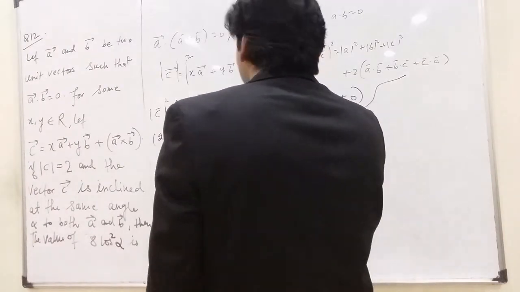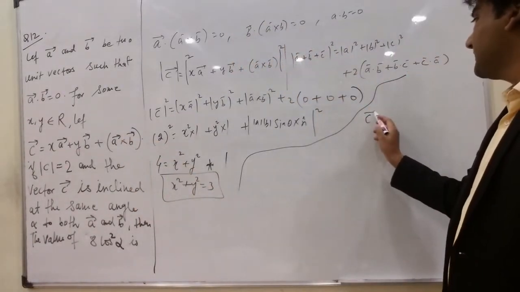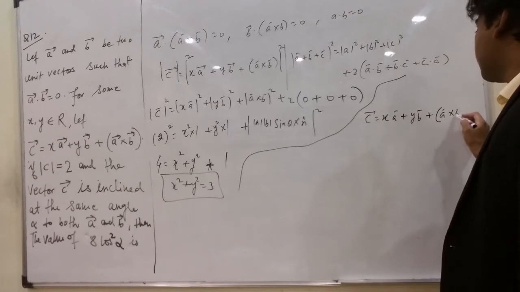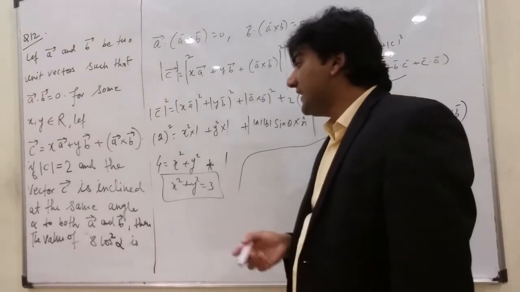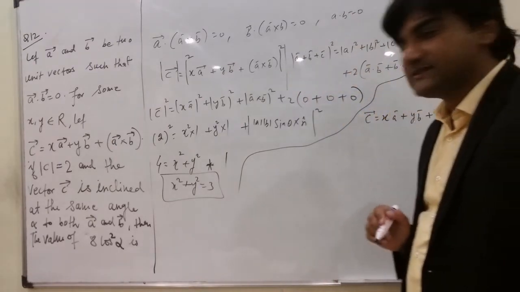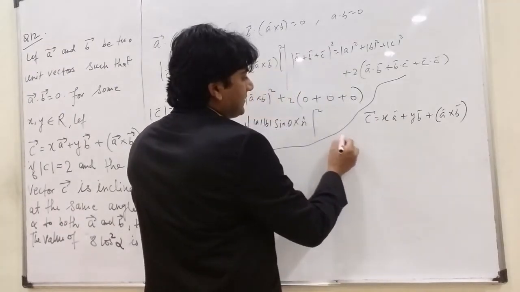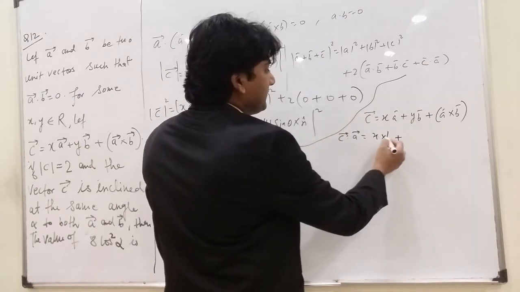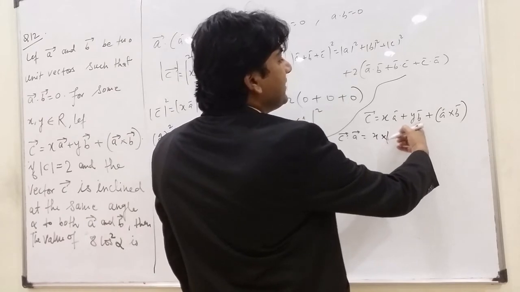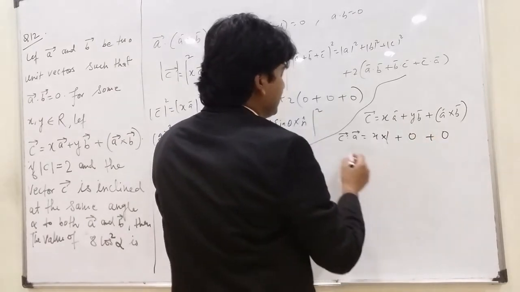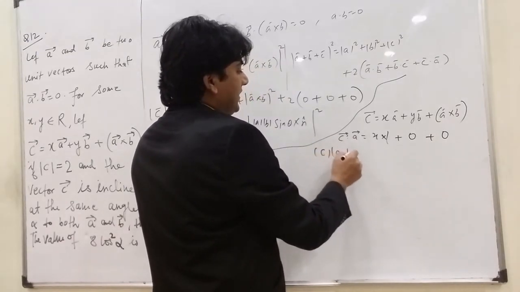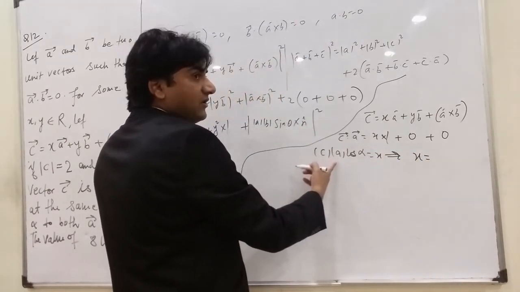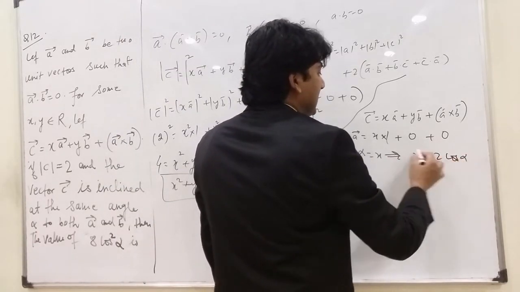Now C equals xa plus yb plus a cross b, right? Now the angle between C and A and C and B both are same, that is alpha. Apply both sides dot A. So this is C dot A, which is x. A dot A is mod A square, A is unit vector, so this is 1. Now y b dot A, that is 0. A cross b dot A, that is also 0. And C dot A means mod C, mod A and cos alpha, which is x. So from here we got mod C is 2, magnitude of A is 1. So we got 2 cos alpha here.